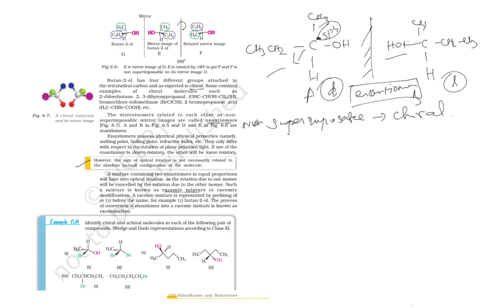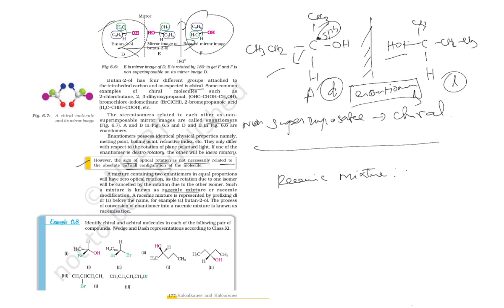Fine, right. Next, there is one point here: the sign of rotation, the optical rotation, is not necessarily related to the actual configuration of the molecule. Okay, there is a configuration here, right? This configuration alone is not going to decide the rotation of the molecule. Okay, clear? Next, I will explain to you what a racemic mixture is.